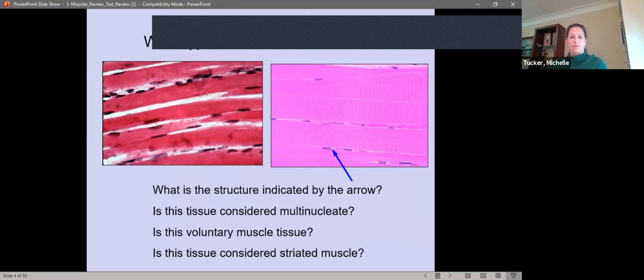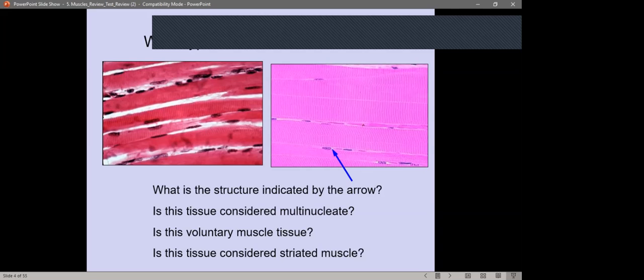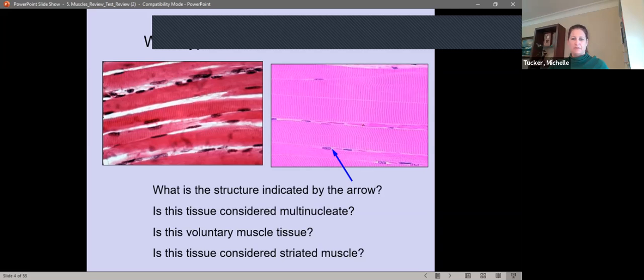So what type of muscle tissue is this? It is heavily striated. These are nuclei. So this makes it what type? Skeletal. Skeletal muscle, very good. Is it multinucleated?